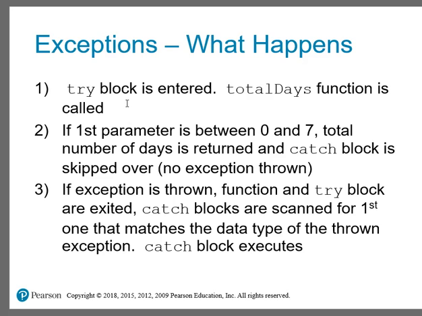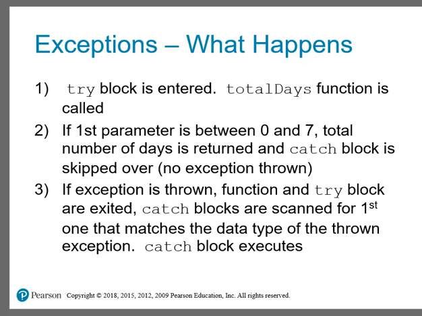So again, this is kind of just echoing what happens. The try block is entered, total days is called. If the first parameter is between 0 and 7, then it works without a problem. If, however, we enter bad data and the exception is thrown, then the try block is immediately exited. The catch block scans for the first one that matches the data type thrown, and then it will execute that catch block.